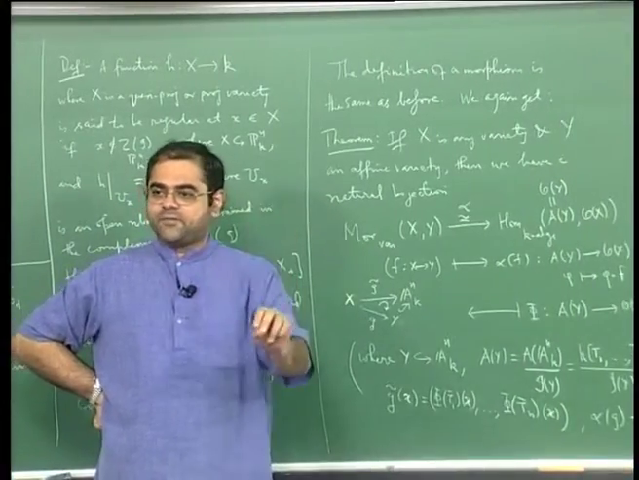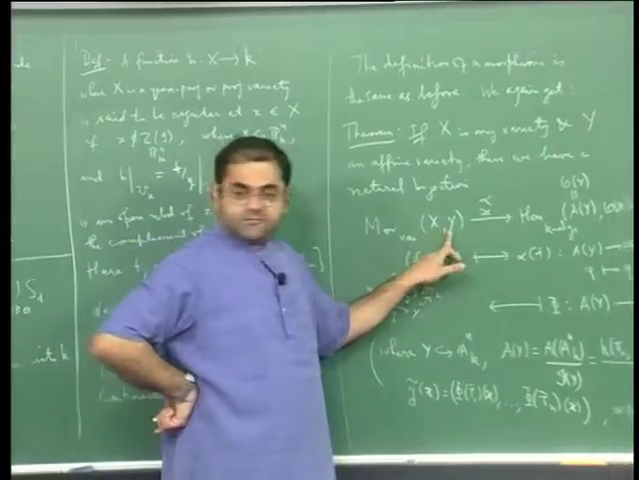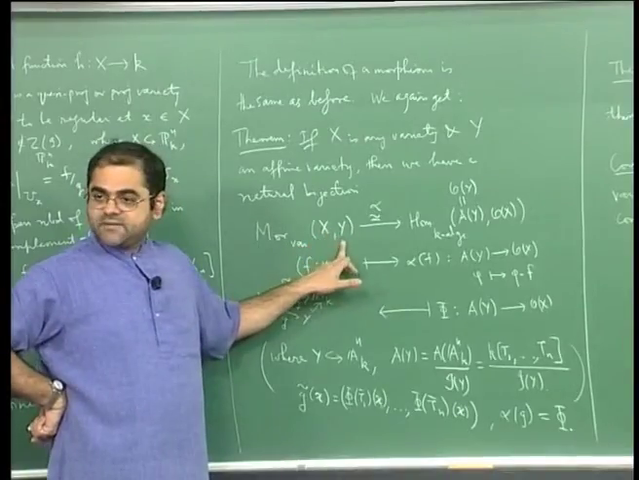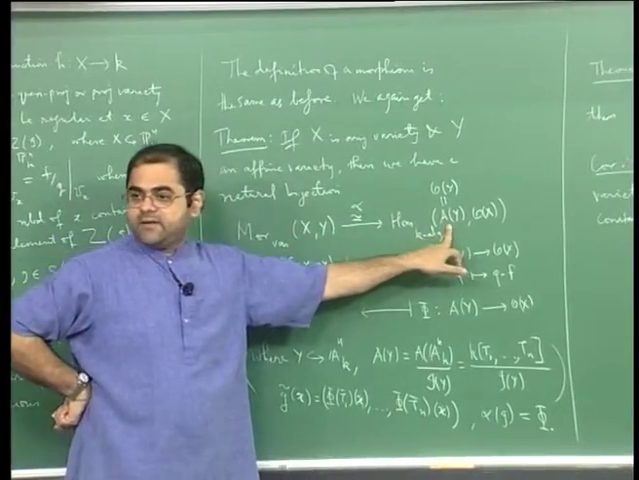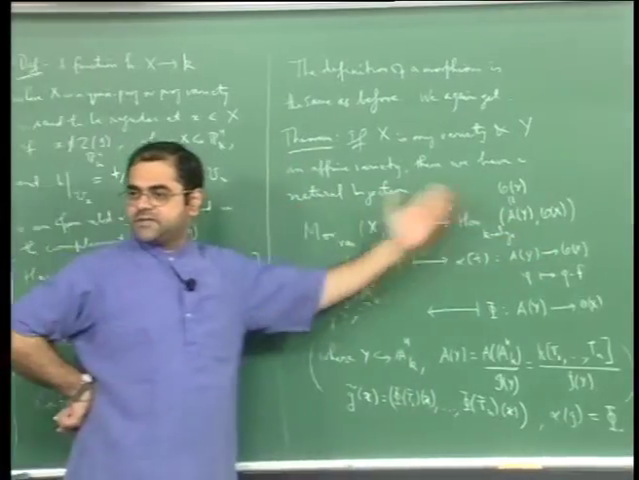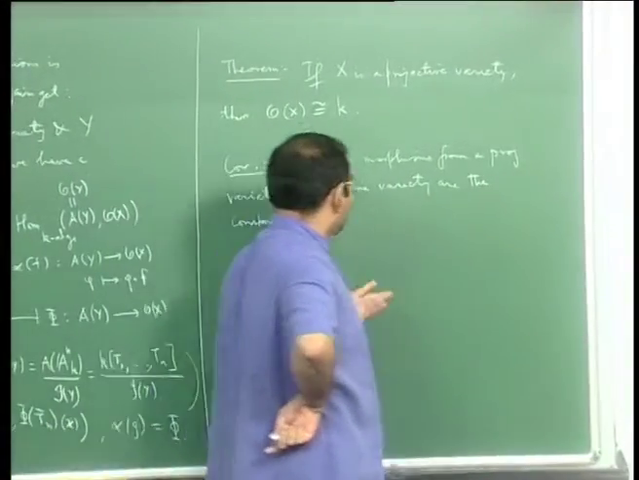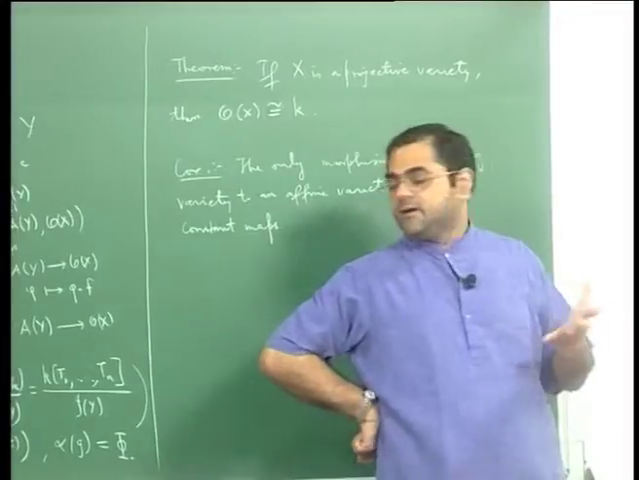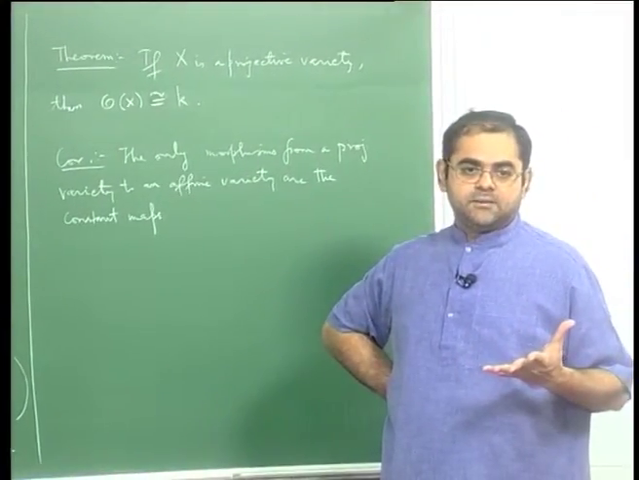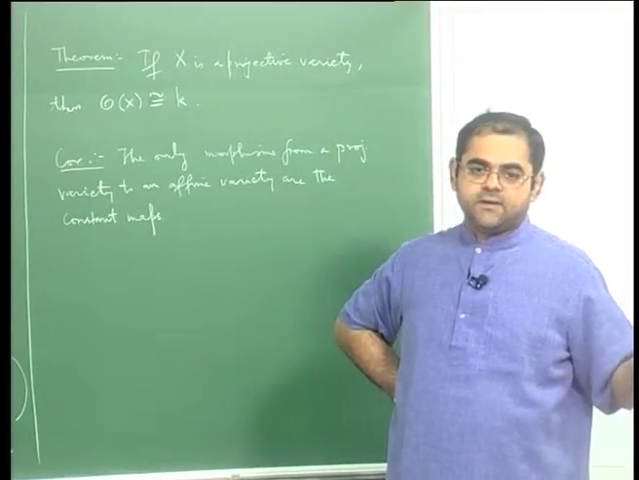And how many such morphisms will you have? As many morphisms as there are points in the target variety, and each point in the target affine variety corresponds to a maximal ideal of AY, mod which you get a homomorphism from AY to K. That is what this bijection says. So as a corollary, the only morphisms from a projective variety to an affine variety are the constant maps. There are no non-constant morphisms.